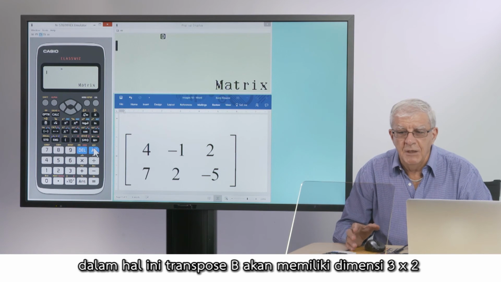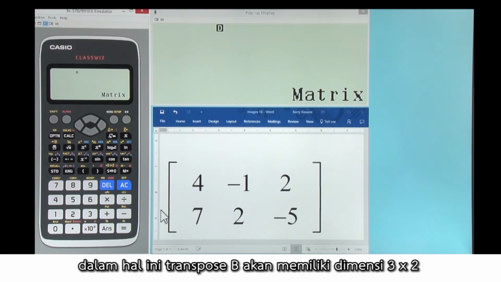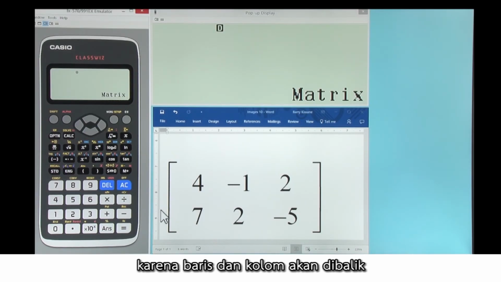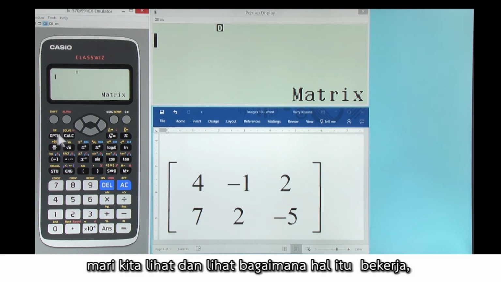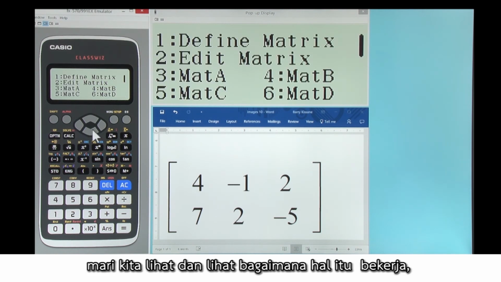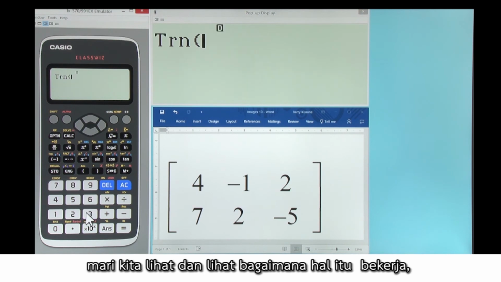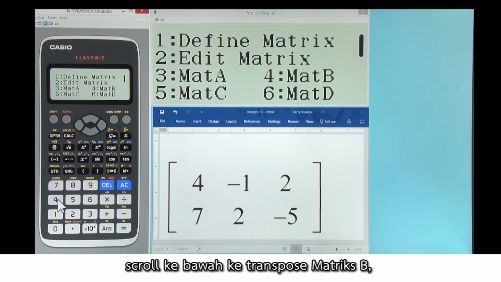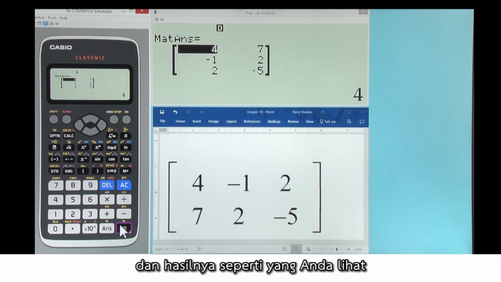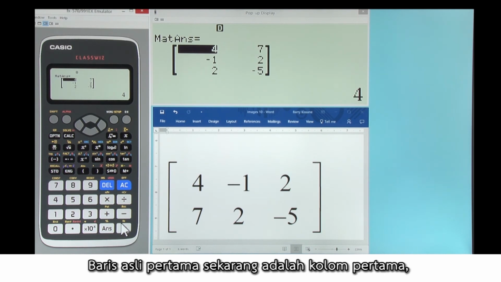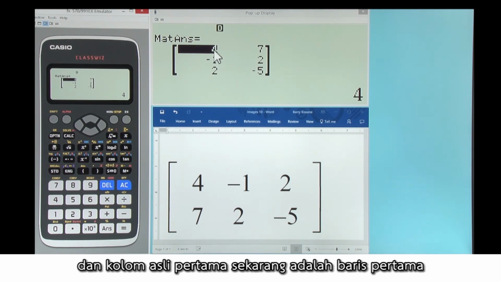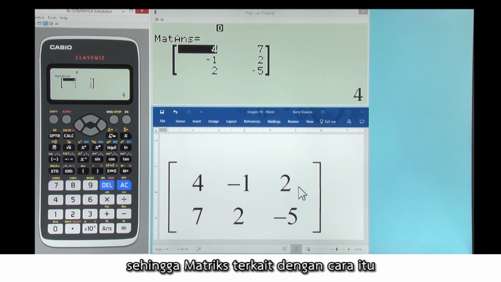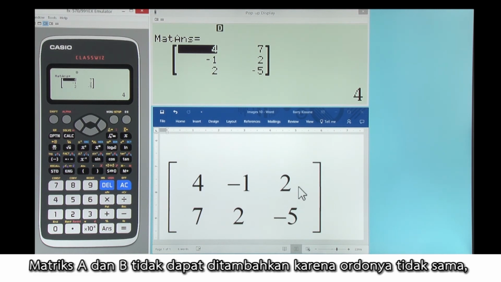In this case, the transpose of B will have dimension of 3 by 2, as the rows and columns will be reversed. Let's look and see how that works. Go down to transposition of matrix B, number 4. And the result, as you can see, the original first row is now the first column, and the original first column is now the first row. So the matrices are related in that way.